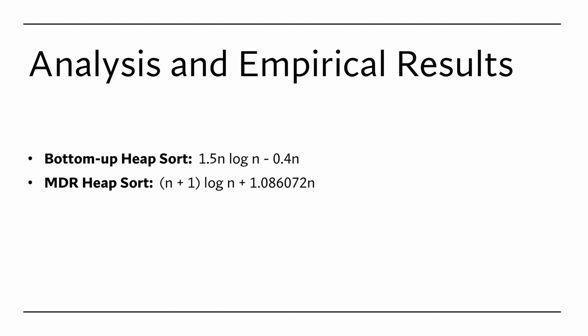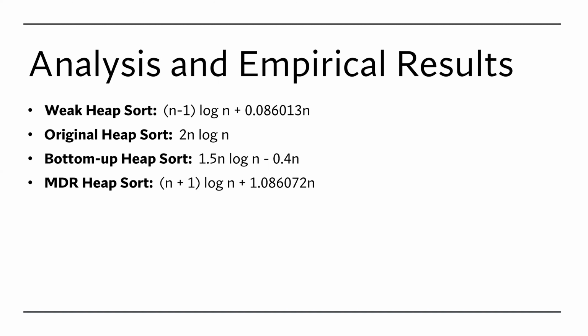About the analysis and empirical results, the resulting sorting algorithm has a number of comparisons less than (n-1) log n plus 0.086 n, while the original heap sort has the worst case of 2 n log n.